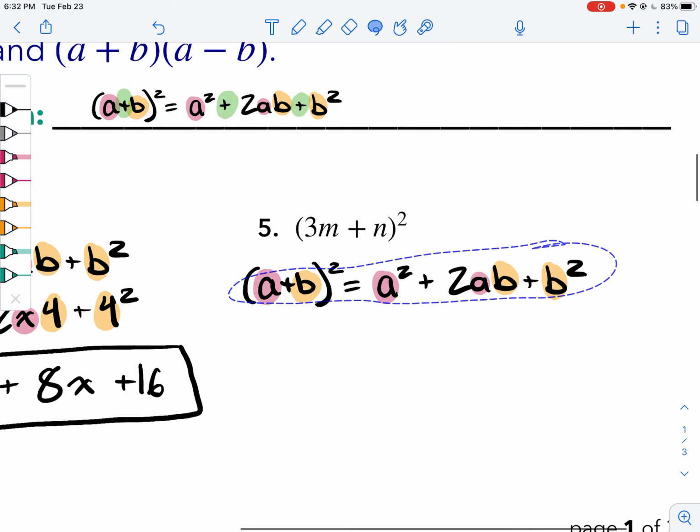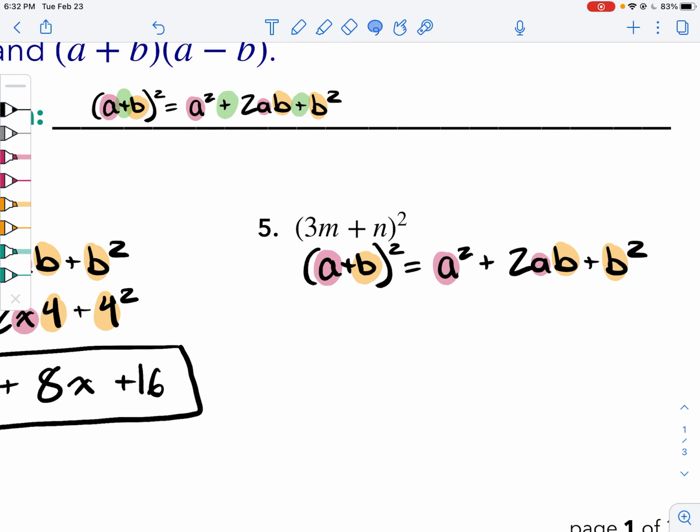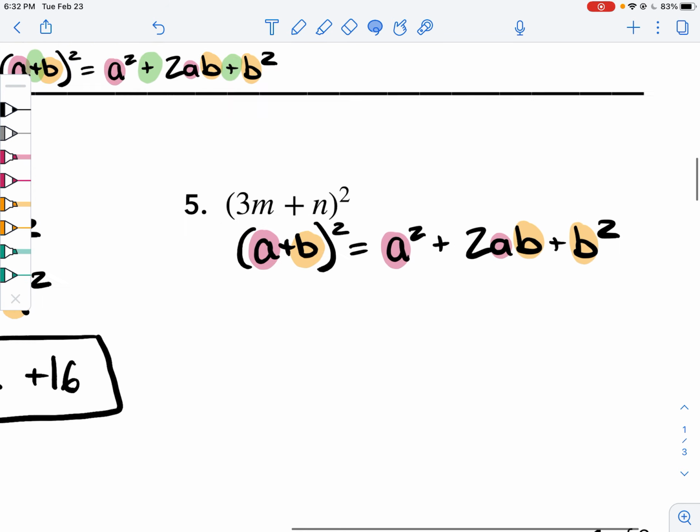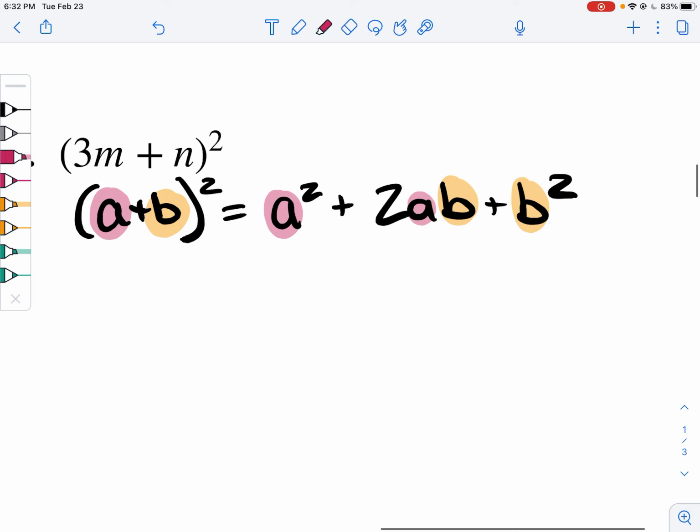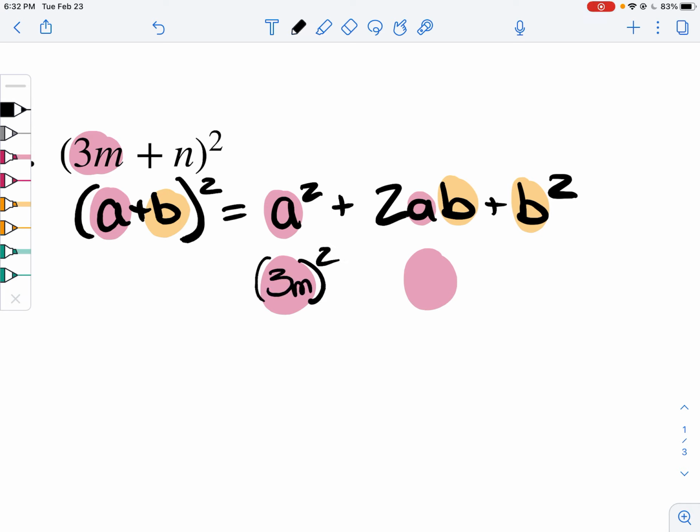Look, we have something of the pattern a plus b, quantity squared. Here, our a is 3m, so every single time we have an a, I'm going to put a little 3m there. So 3m squared, 3m. And every time we have a b, I'm going to replace that with an n. That's 3m plus n squared.